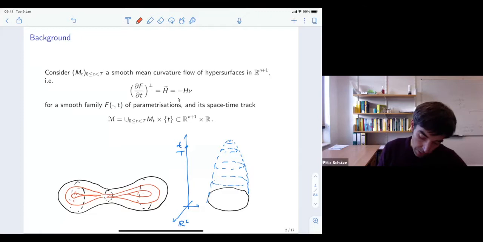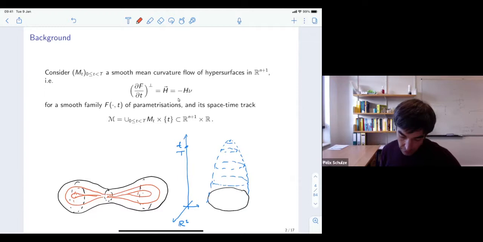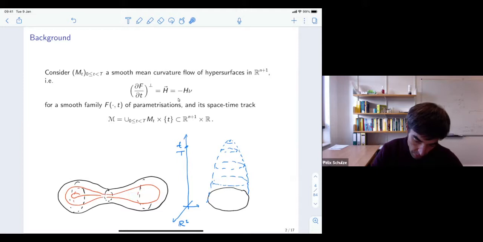On the microscopic level, we would see something which looks like a cylinder. I'll explain this later, a singularity model on a cylinder. And then you have these two separate bits here, which you would think would evolve by themselves. So, okay, now let's go back. Let's erase this.